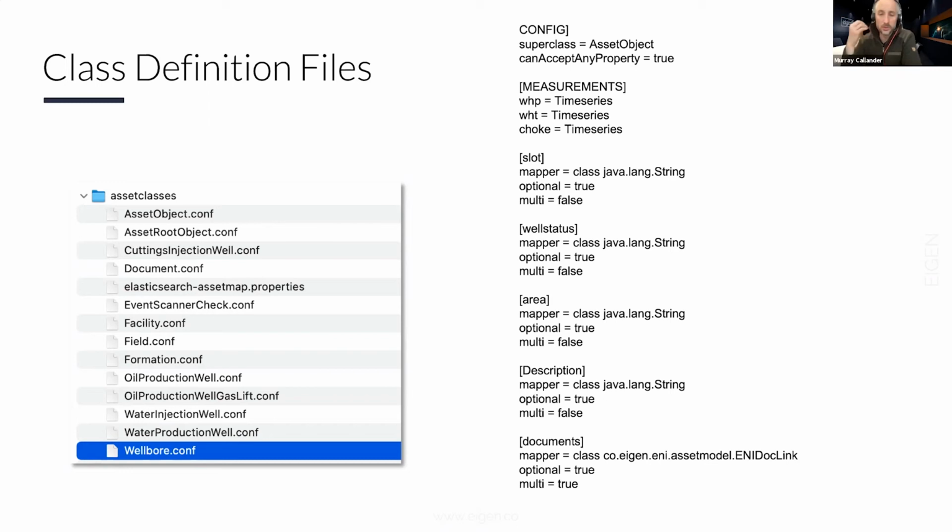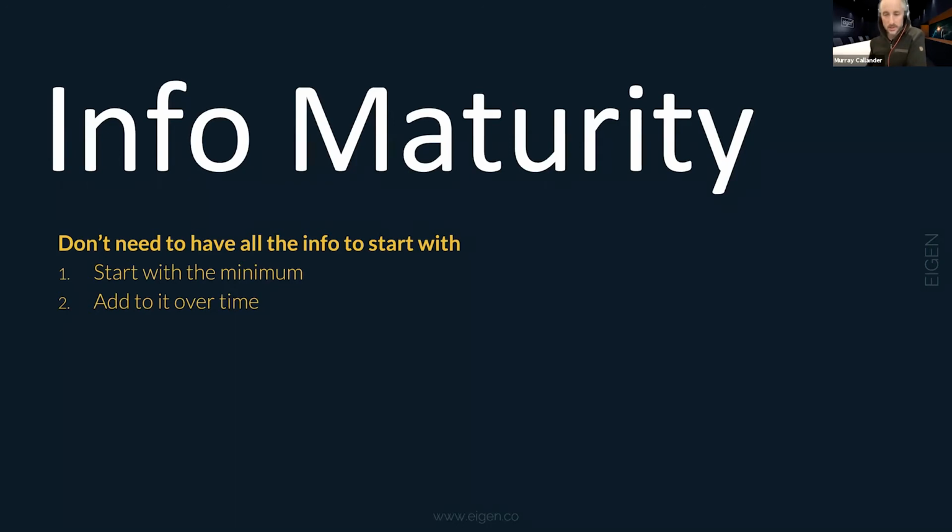The model will still build without the classes, and you can still use it. But what the classes let you do is add a level of rigor into your model when it's available. And so that brings me on to this idea of information maturity that I mentioned at the start. One of the challenges is when you build a data model, you don't have all the information to start with. So what we can do is just build it.